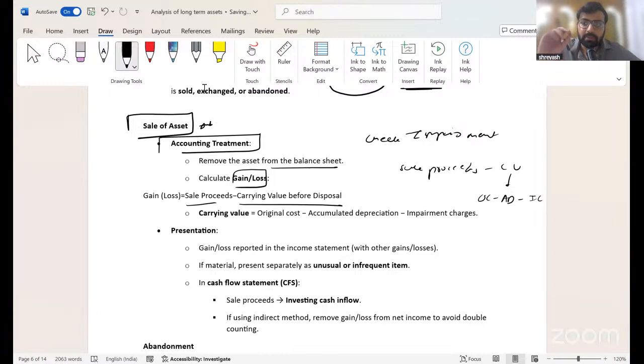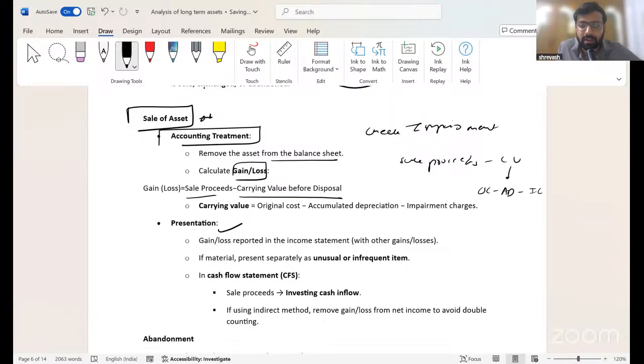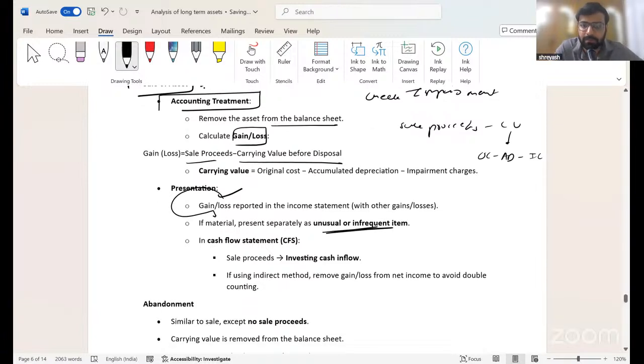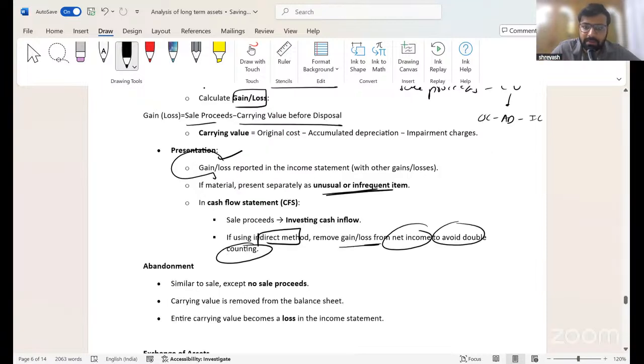But the point is, you consider impairment and the gain or loss is reported in the income statement. And if the gain or loss is material, basically significant or huge, you will show that as an unusual or infrequent item. In case of cash flow statement, whatever sale proceeds you have received will be shown as cash flow from investing. And if you're using the indirect method, the gain or loss will be removed from the net income to avoid double counting. Remember, you will remove that whenever you're calculating cash flow from operations via the indirect method. You're supposed to remove this, and must have done so in examples.